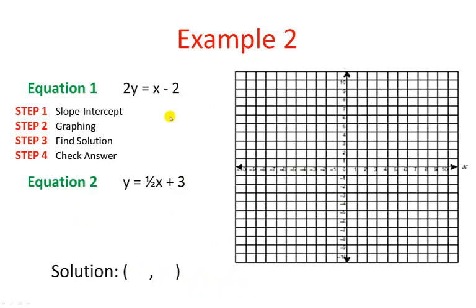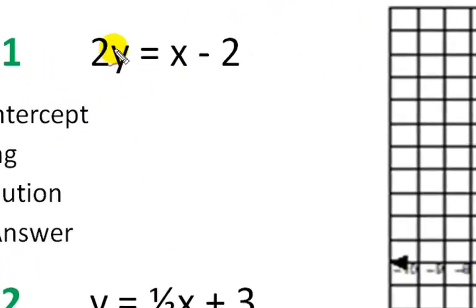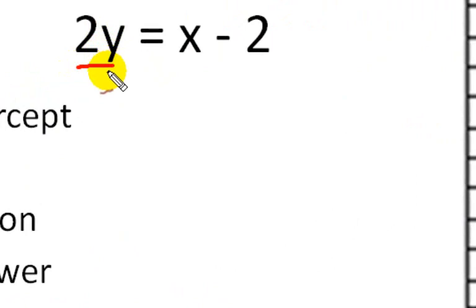Okay, so let me do a few more examples really quick just so we can see some of the ideas we just talked about. Alright, so example 2, I have two equations. First step is to get them in slope-intercept form. This one is already in slope-intercept form, so really all I have to rework is this one. So to isolate y, I would have to divide everything by 2.